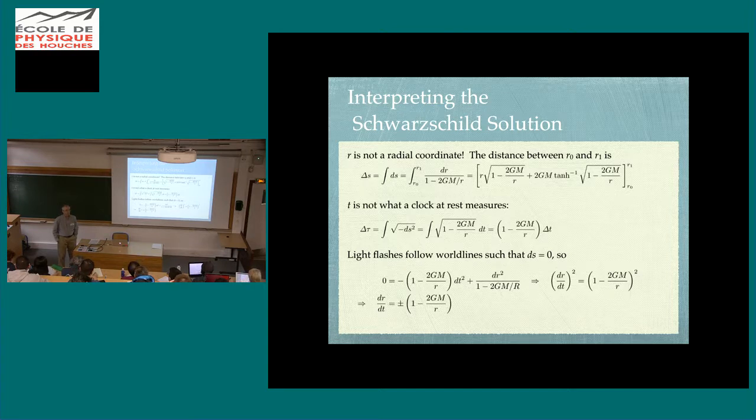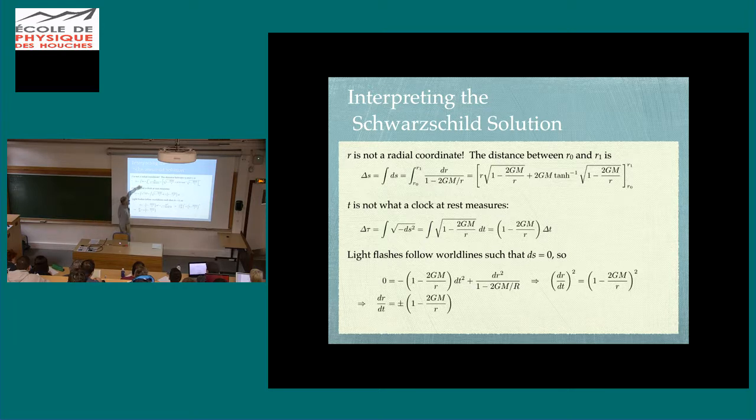Okay, well, we've already talked about what the r coordinate means in terms of being a circumferential coordinate. You take one of your spheres of symmetry, you measure the circumference around the equator, you divide by 2 pi, that is your r coordinate. And that's what the metric says the r coordinate is. That's a definition. But it's not a radial coordinate.